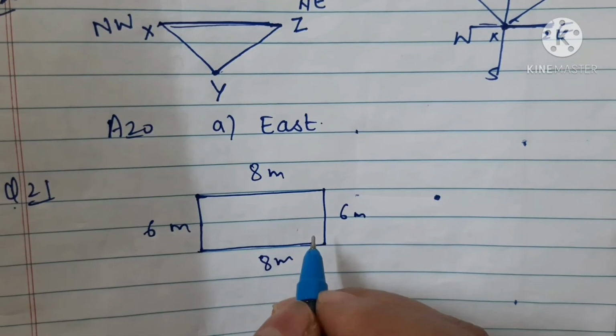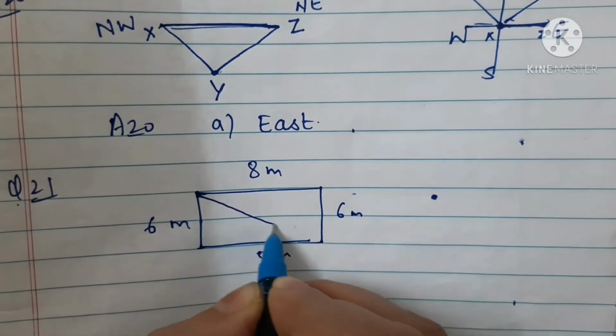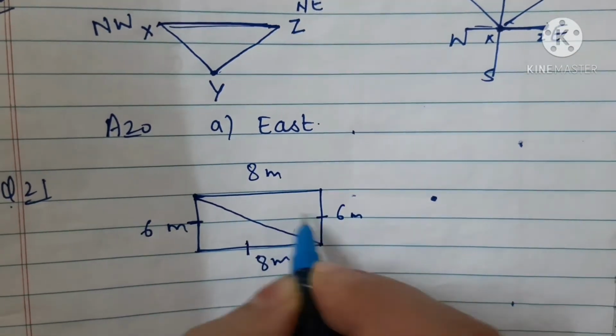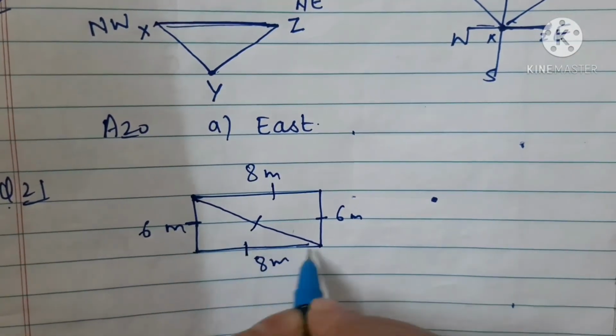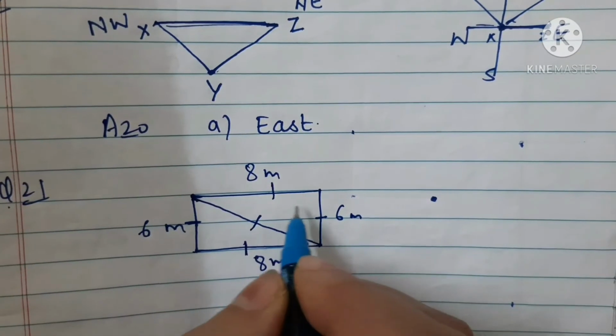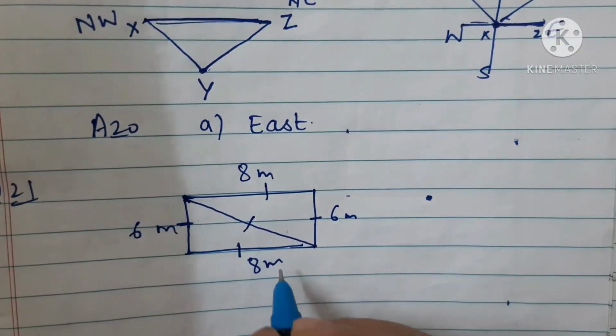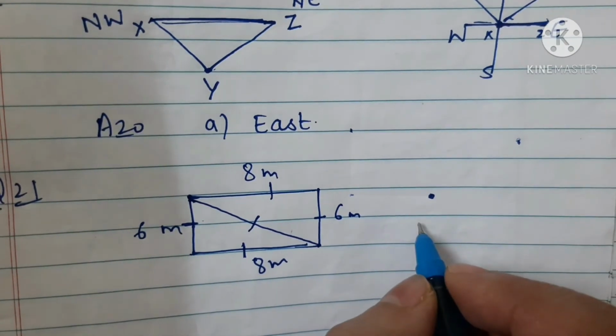And finally along a diagonal. Then the cat moves along the diagonal also. That means the cat is covering this distance, this and the diagonal also. So these 5 sides the cat is moving. You have to tell the total distance. Now first you should know how to find the diagonal. How to find the diagonal of a rectangle?